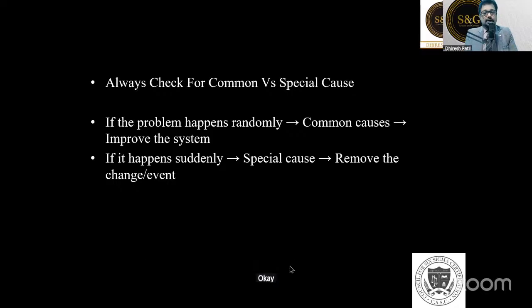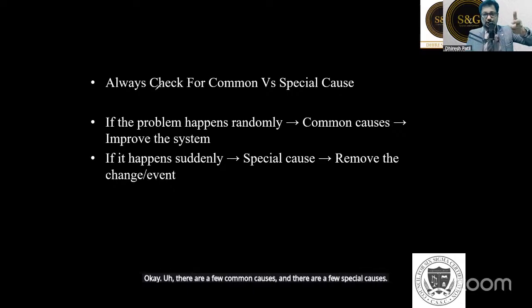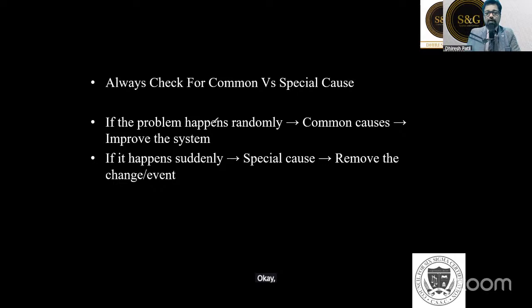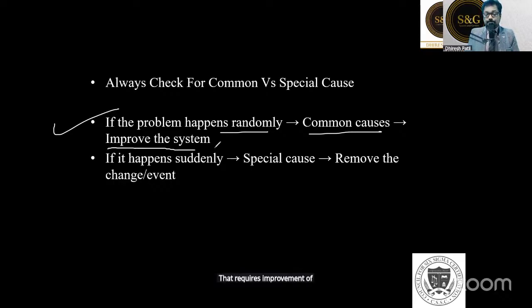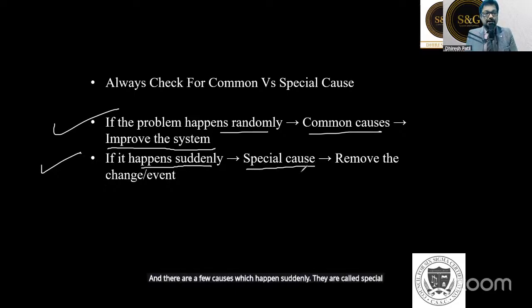There are a few common causes and a few special causes. What do we mean by common causes? Common causes are the causes which are absolutely common, and come every day. So if the problem has happened randomly every day, these are called common causes. That requires improvement of the system. And there are a few causes which happen suddenly. They are called special causes. So you have to remove those changes or events. That is what I just explained to you.